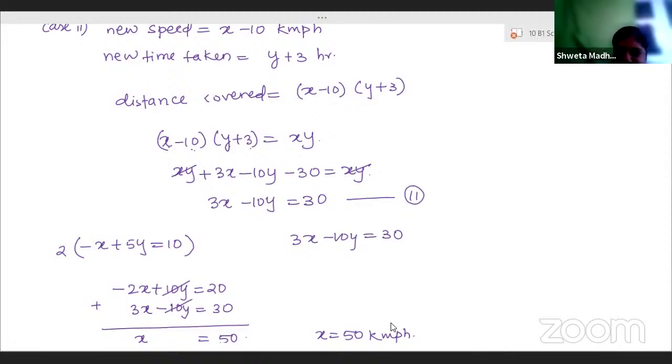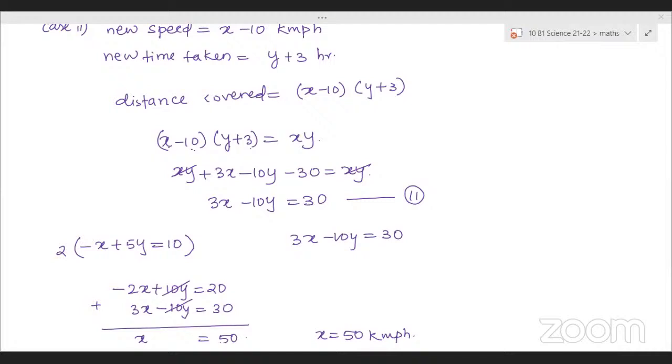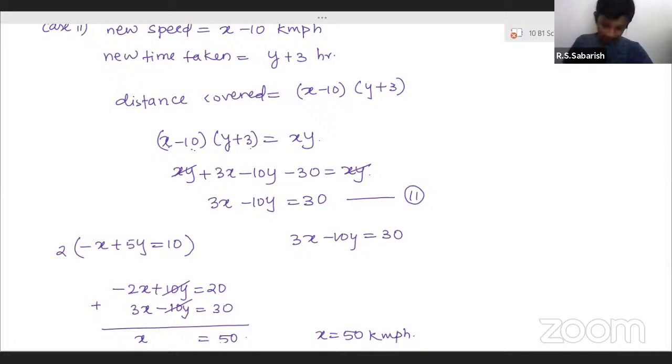Done, everyone? Yes, ma'am. 59, 60 done. 61 you have done, 62 done, right? 63, 64 done, 65th one done. Yes. So solve for 66 and 67, exactly similar to the train questions.